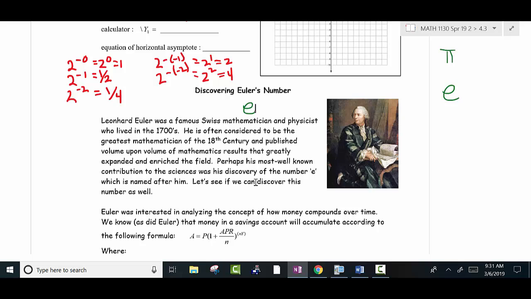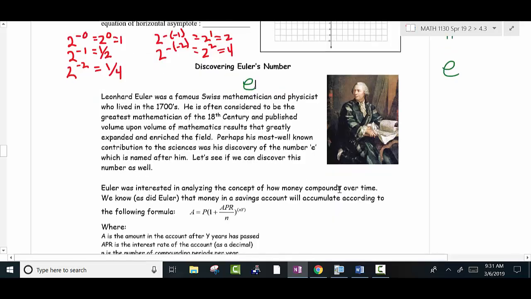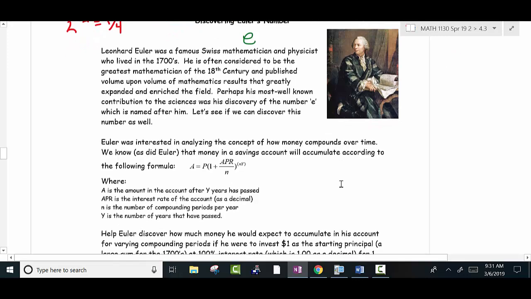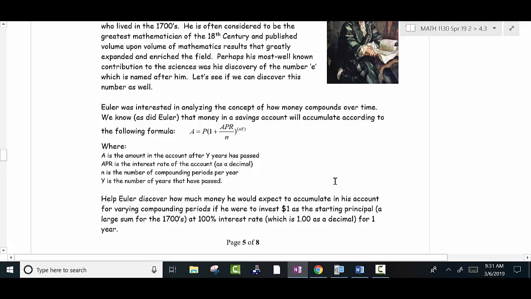So let me show you what he did, and this hopefully will give you a greater appreciation for what e is and where it comes from. I do want to show you where it comes from. So the idea is, and we'll do this in a table on the next page, what Euler did. This is the compound interest formula.